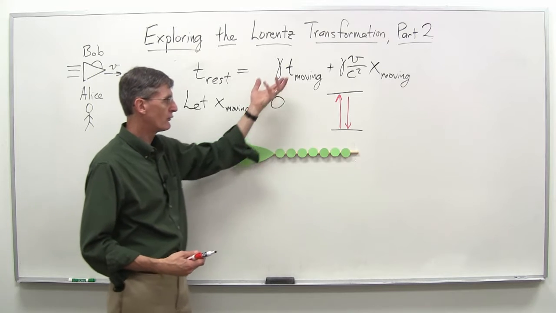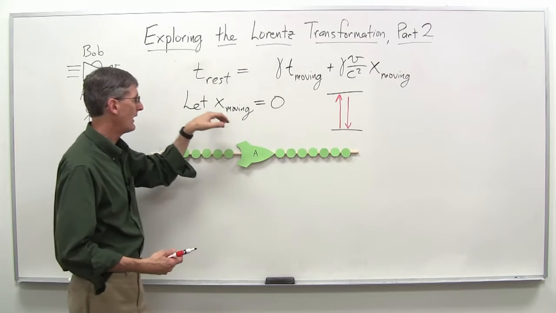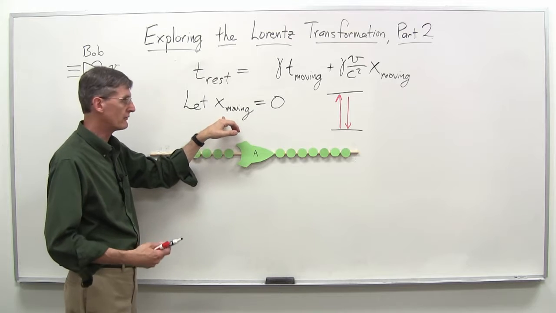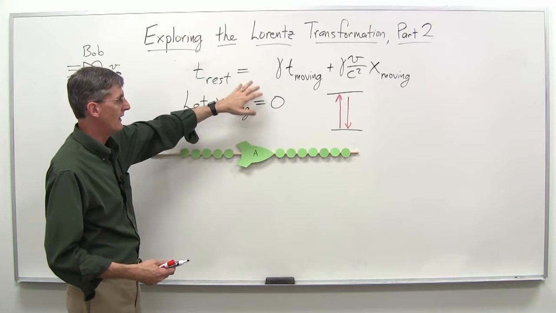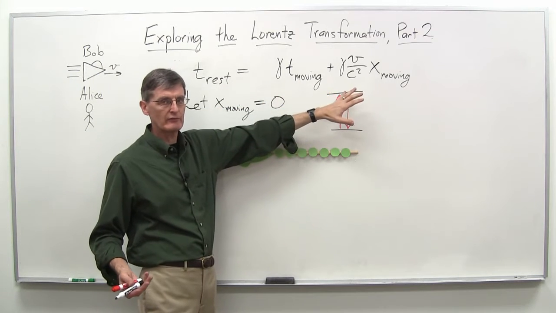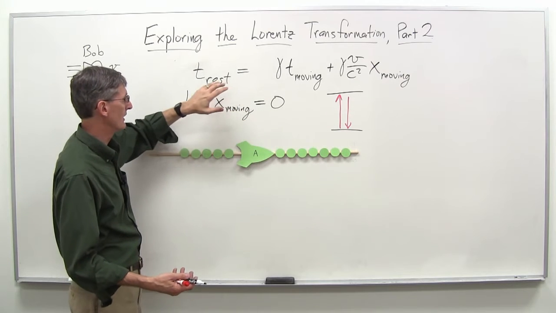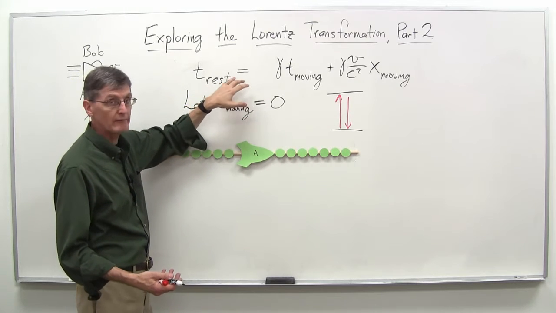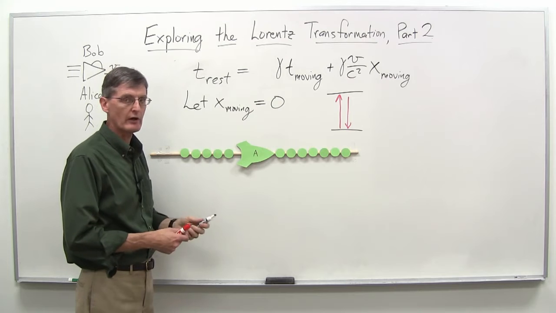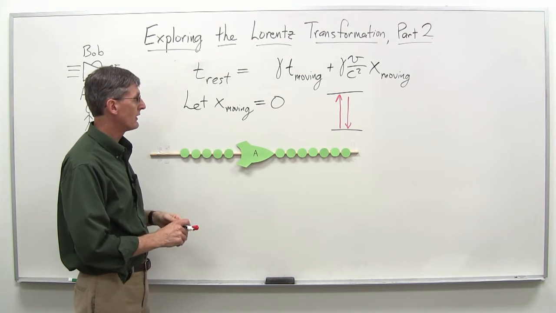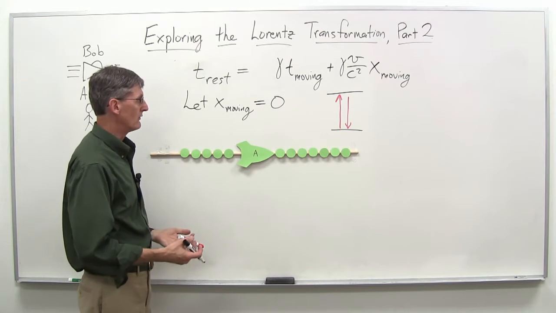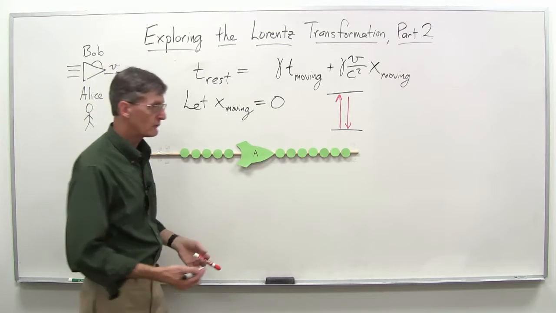And so essentially, for that light clock example, we had the x value for Bob in the moving frame equal to 0, and we see it falls right out of the Lorentz transformation equation as it should. We just get t in the rest frame, time measured in the rest frame, is gamma times the time measured in the moving frame. Gamma is greater than or equal to 1, of course.